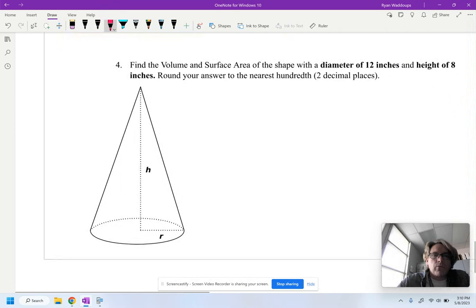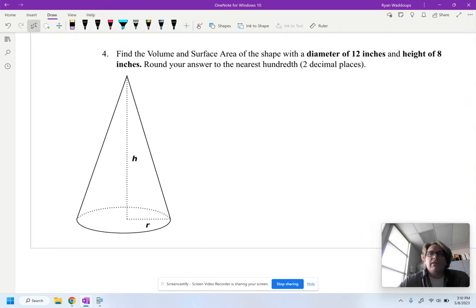All right, number 4. It says find the volume and surface area of the shape with a diameter of 12 inches and a height of 8 inches. Find your answer to the nearest hundredth, or 2 decimal places. So this is a cone.